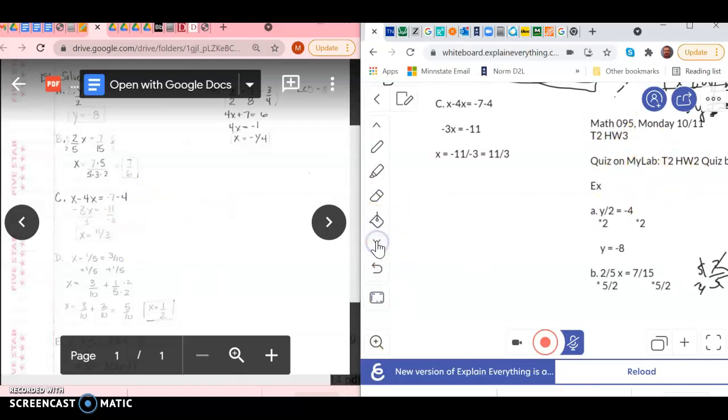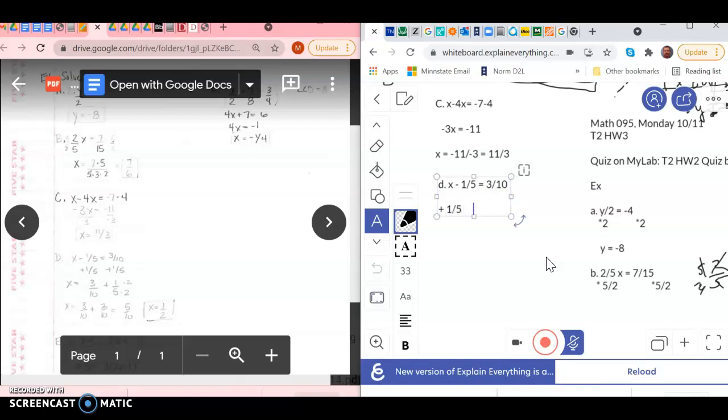Okay, so we've got D, x minus 1/5 equals 3/10. What we want to do is add 1/5 to both sides, the opposite of minus 1/5. Whenever you do that, though, you have to have a common denominator. So if you have 3/10 plus 1/5, you actually want to multiply the top and bottom of the 1/5 by 2. Then whenever you add it, you get 5/10, which is the same as 1/2. So we end up with x equals 1/2 for D.